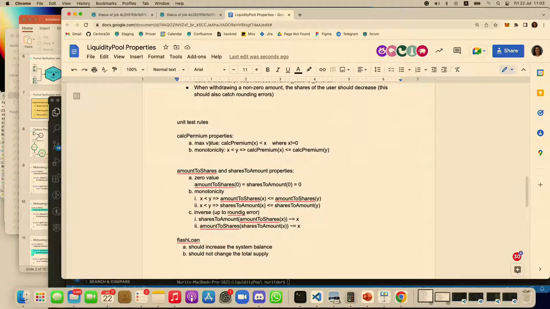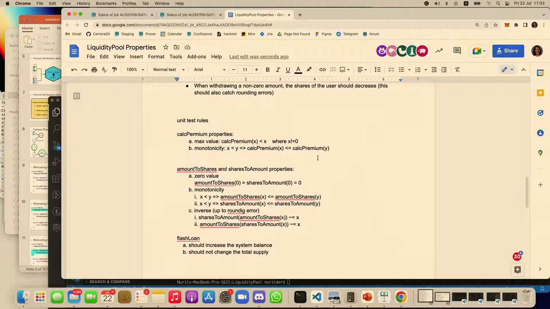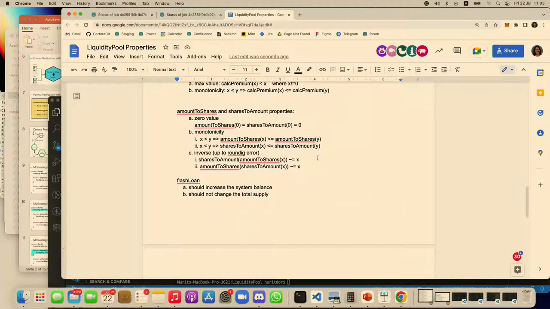So, unit test for calculating the fee. Usually the fee is not a constant. In most systems, it is something that can be changed by the owner, by the governance, but there are some properties that we want to check. So we want to check a max value, we want to check monotonicity. So this will be the unit test for the calc fee.